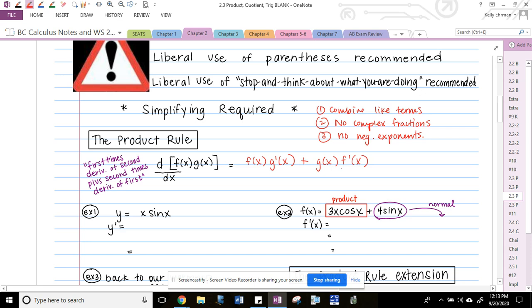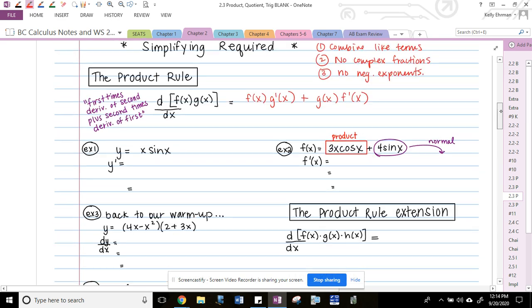It doesn't matter the order in which you write this. So if you like to keep it like f, g, it could be f of x, g prime of x plus f prime times g. I kind of learned it in this order, so this is the way I'm going to show my work.